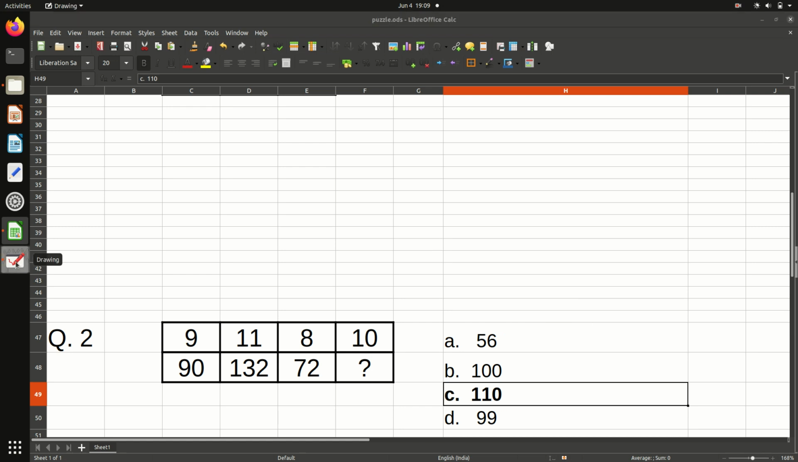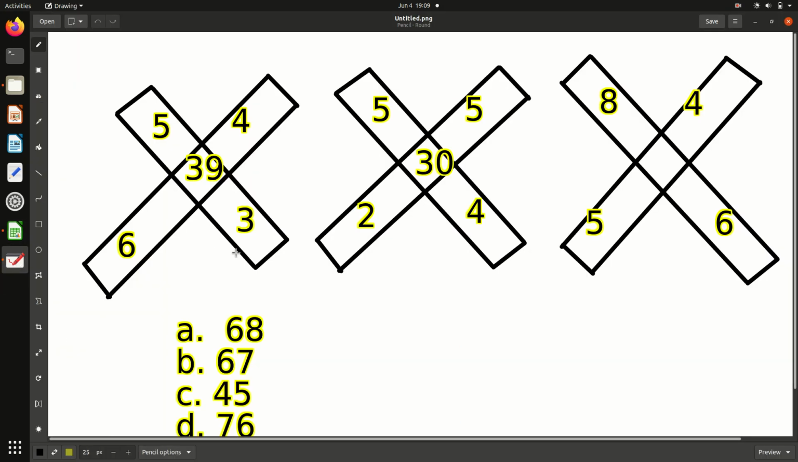Now we will discuss the last question, which was like this. So this is another question. You can pause this video and try it yourself before moving to the solution. Okay. So we can start. So see, now this question is a bit different.